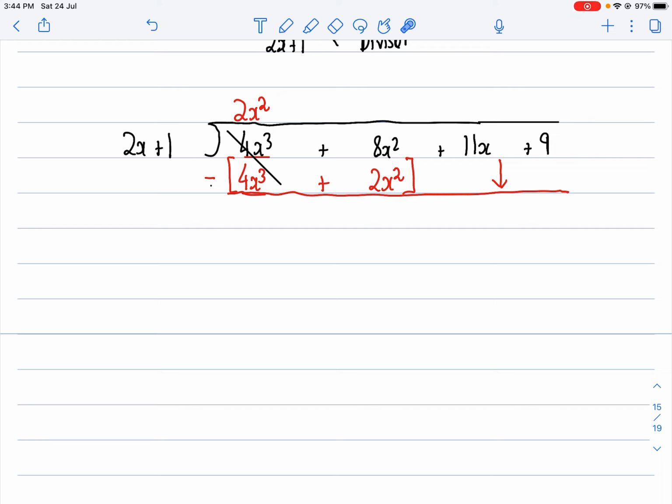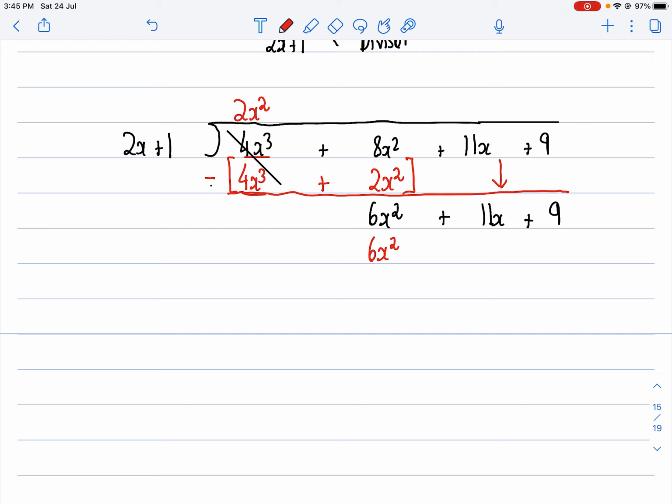Now 8x square minus 2x square gives me 6x square. So I simply get 6x square. Correct? 8x square minus 2x square gives me 6x square, plus I bring down 11x plus 9. Got it? Now what I do is I need a 6x square here.